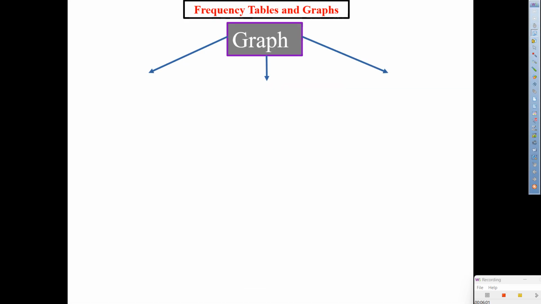What were the three graphs that we started with once we got to all this raw data? What were the three graphs? Type them in there. Let's see if you remember the three graphs that we started with. Yeah, we got this.